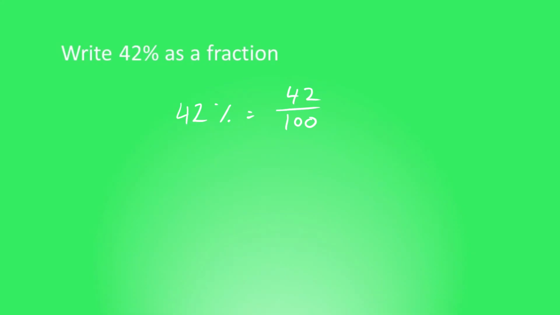Now you can simplify that. In an exam situation, if it doesn't ask you to simplify, I wouldn't bother. I would just leave it like that. But generally speaking, it's good practice to simplify. Both of those numbers can be divided by 2. So we get 21 over 50. And I don't think both of those numbers can be divided by anything else, so that is as simplified as we can make it. 21/50.